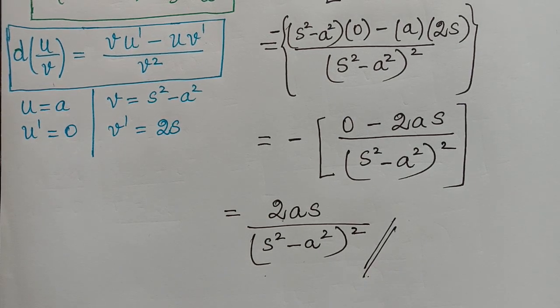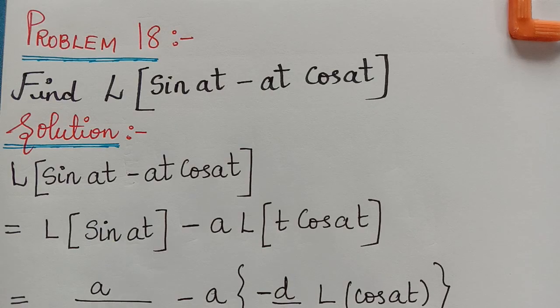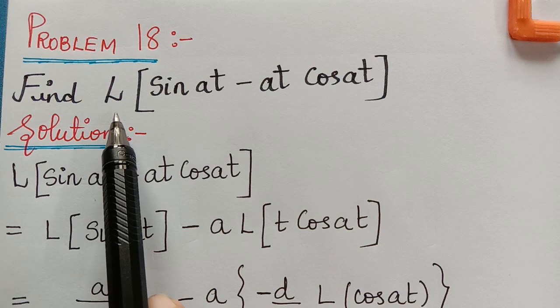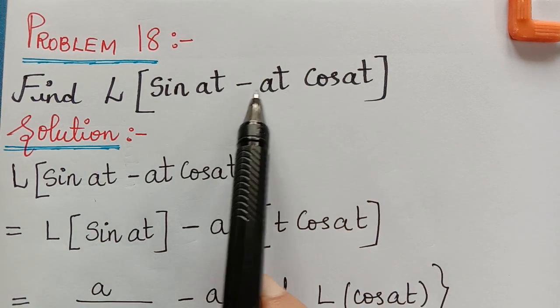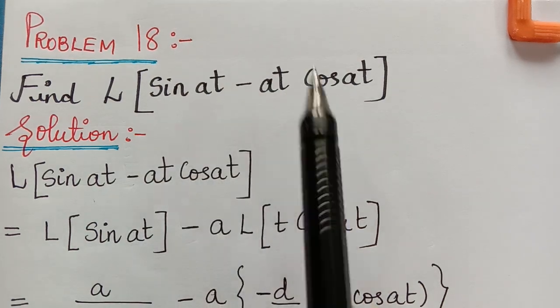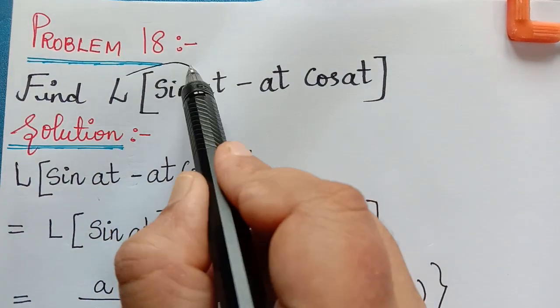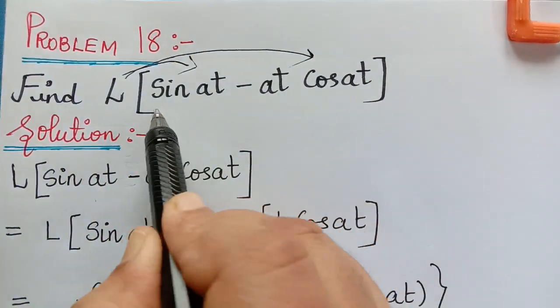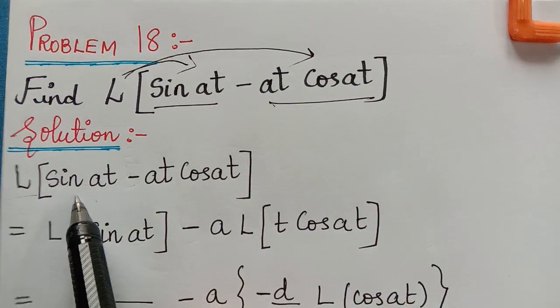Similarly, let us do problem 18 now. So now we have problem 18 here, which is the last problem of this video lecture. Here we have to find the Laplace transform of sin at minus at cos at. Now here we have to apply the linearity property and take the Laplace transform of each of the functions separately. So that we have done here.